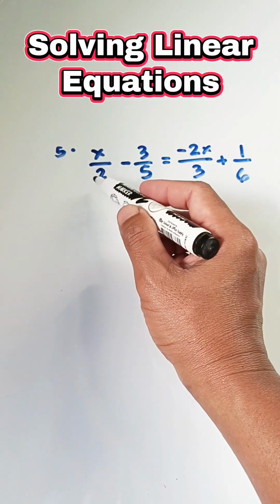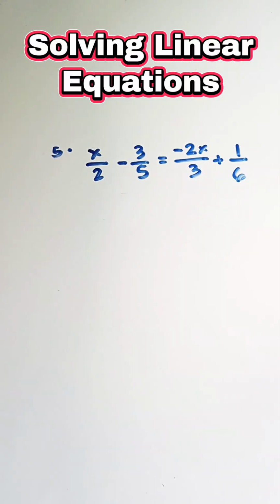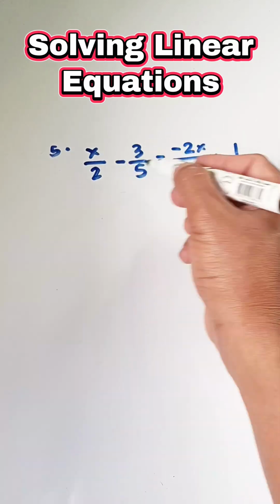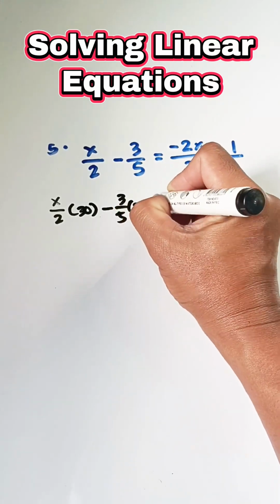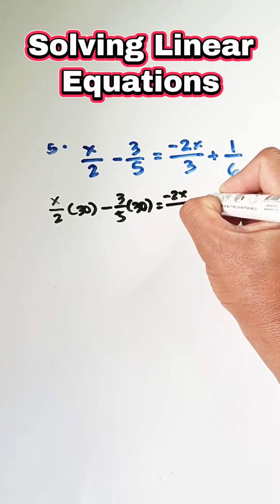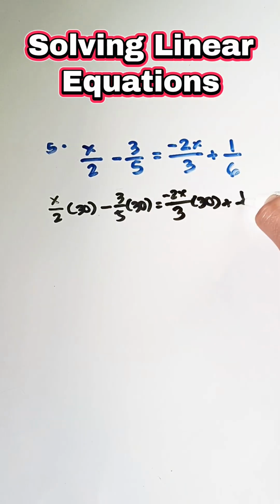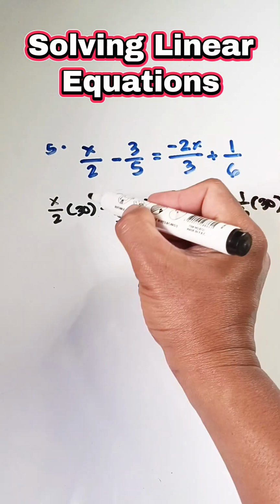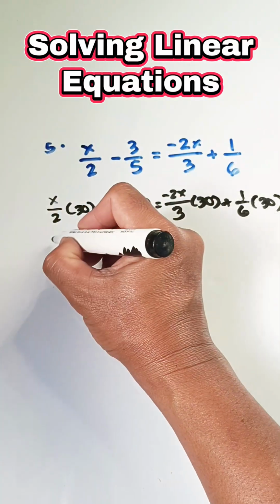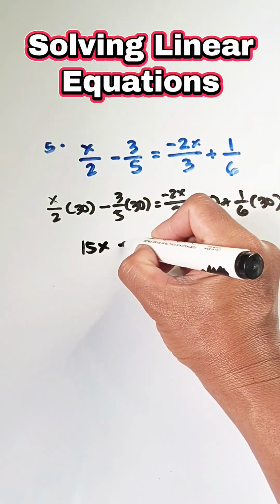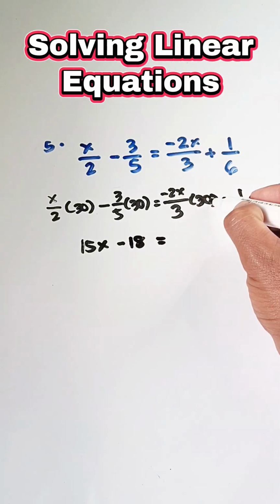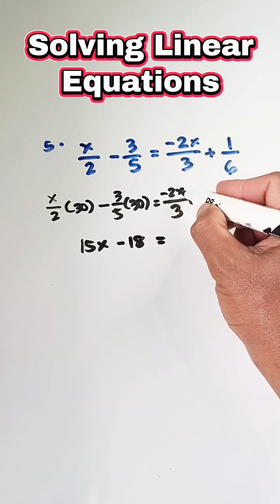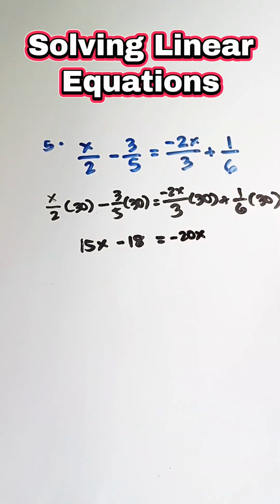For number 5, the first step is to find the LCD of 2, 5, 3, and 6. The LCD is 30. And then multiply all the terms by 30. X over 2 times 30 minus 3 over 5 times 30 equals negative 2x over 3 times 30 plus 1 over 6 times 30. And then 30 divided by 2 is 15 times x is 15x. And then minus 30 divided by 5 is 6 times 3 is 18 equals 30 divided by 3 is 10 times negative 2x, that is negative 20x. And then plus 30 divided by 6 is 5 times 1 is 5.